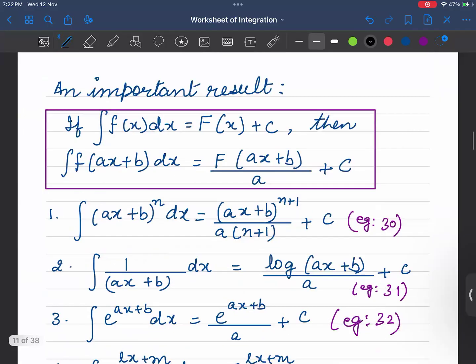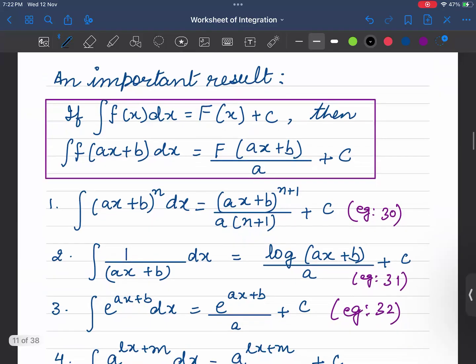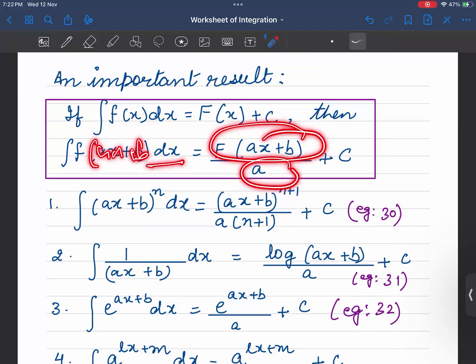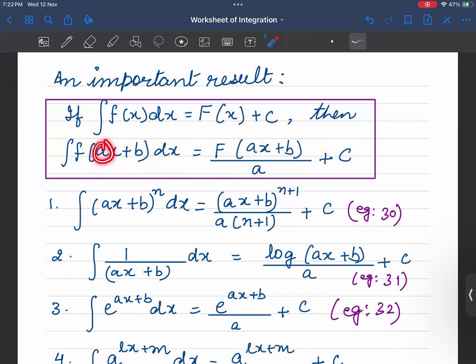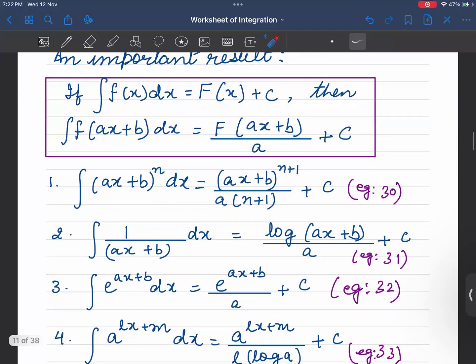Now let's do some important results. Yes, some important formulas, and we will do the questions based on it. Suppose if integration of f(x) dx equals F(x) plus c, then if this is the condition, then the integral of f(ax plus b) dx would be F(ax plus b) divided by a. It will be divided by a. Fine. I will do some questions based on it. It's an important result.